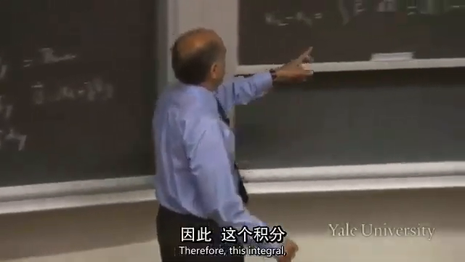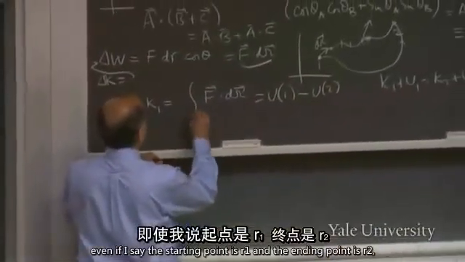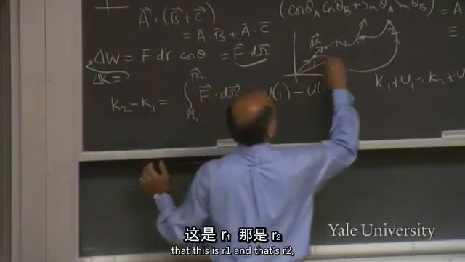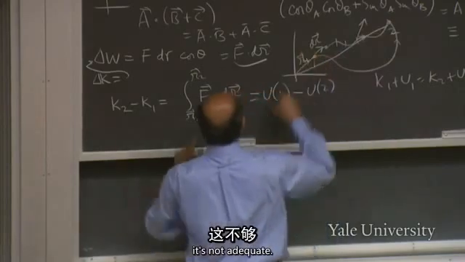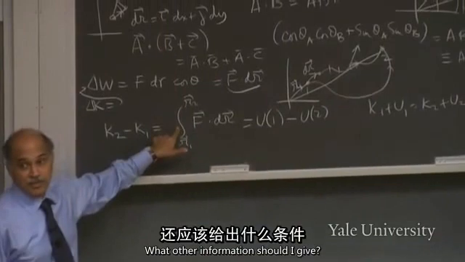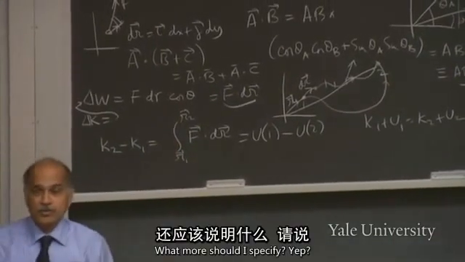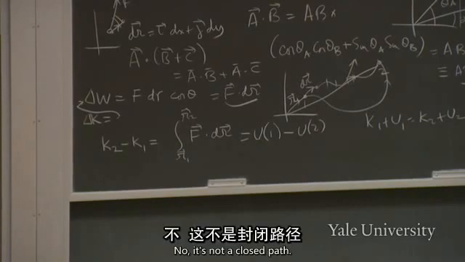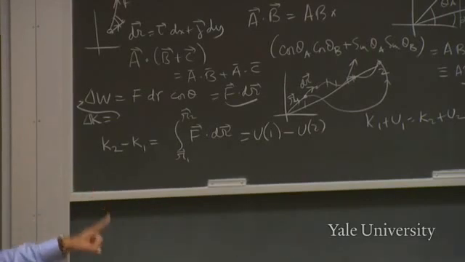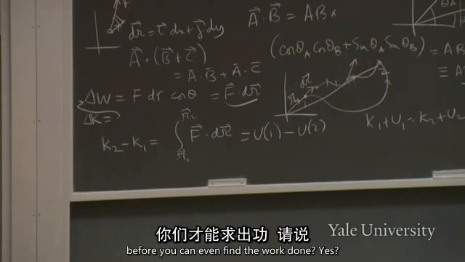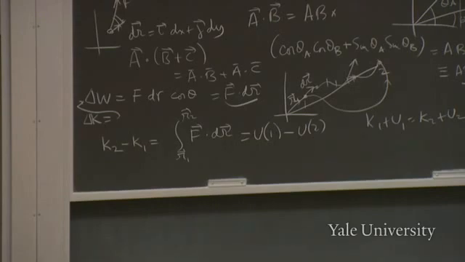Therefore, this integral, even if I say the starting point is R1 and the ending point is R2, where this is R1 and that's R2, it's not adequate. What do you think I should attach to this integration? What other information should I give? What more should I specify? Yep? Along a closed path. No, it's not a closed path. I'm going from 1 to 2. What more should I tell you before you can even find the work done? Yes? What path you're going on?